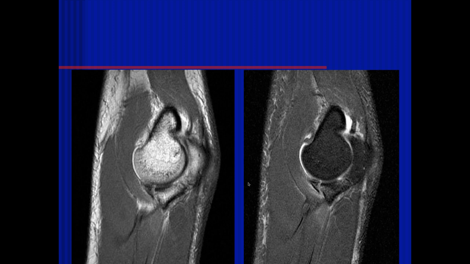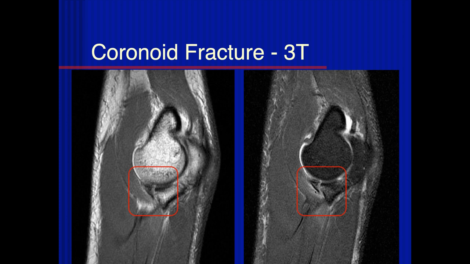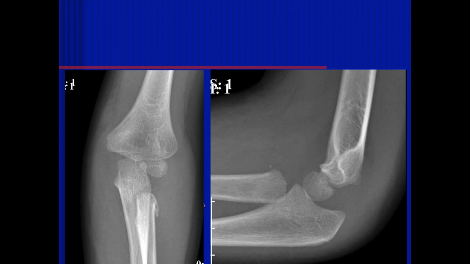Okay. Who's next? Ashu, what do you think of this one? Looks like there's a fracture of the coronoid process here. You see some bone marrow edema also there. And I don't know if there's another fracture more posteriorly, I mean more superiorly, but yeah, definitely coronoid process looks fractured. Yeah. Okay. Michael, what do you think of this case?